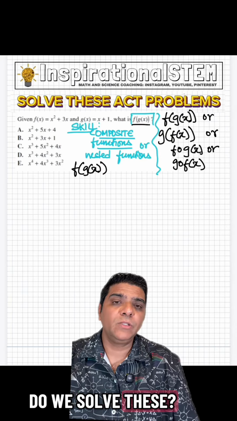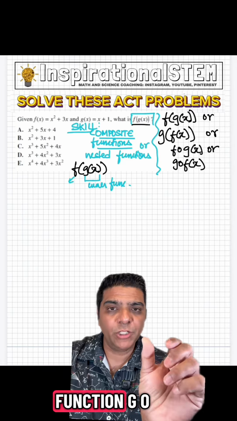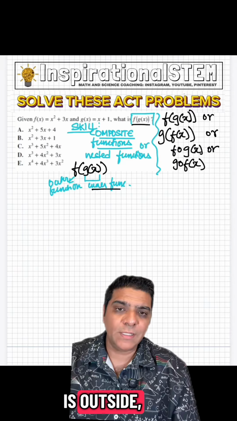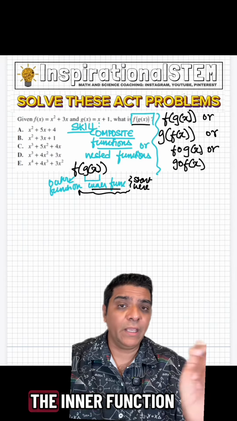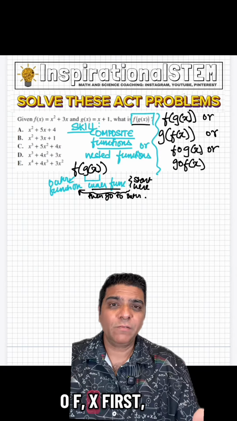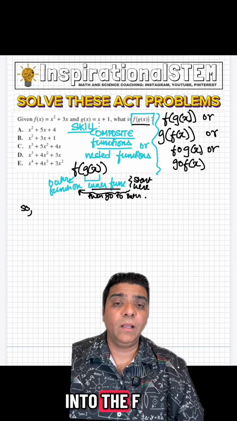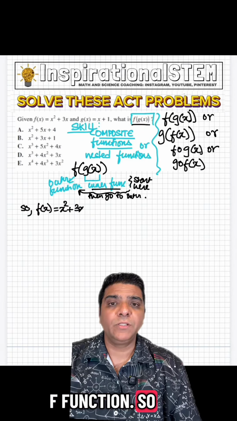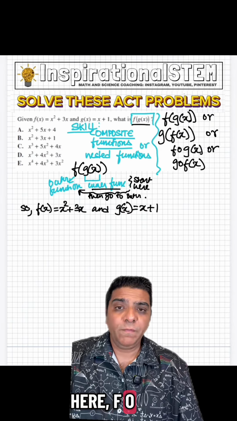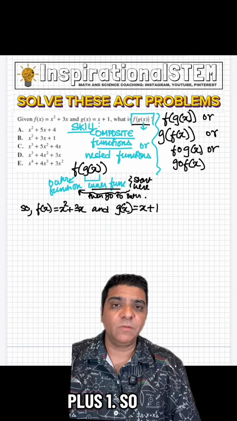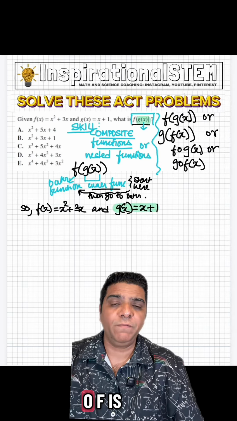Okay, so how do we solve these? The way we look at this is that we have the inner function g of x, and we have the f, which is outside, so that's the outer function. So we're going to start working with the inner function first, the g of x, and then we're going to go outward into the f function. In this case, f of x is x squared plus 3x and g of x is x plus 1. So we start with the inner function, g of x is x plus 1.